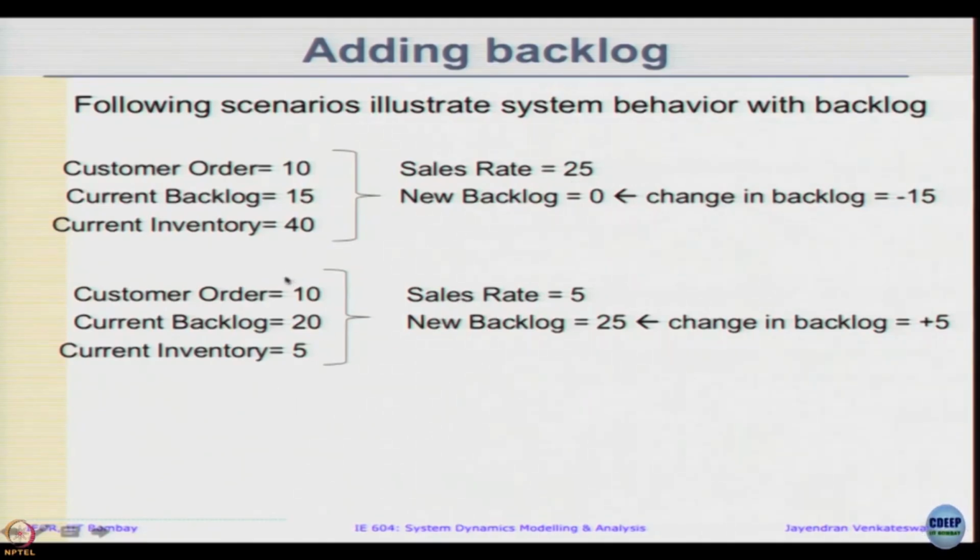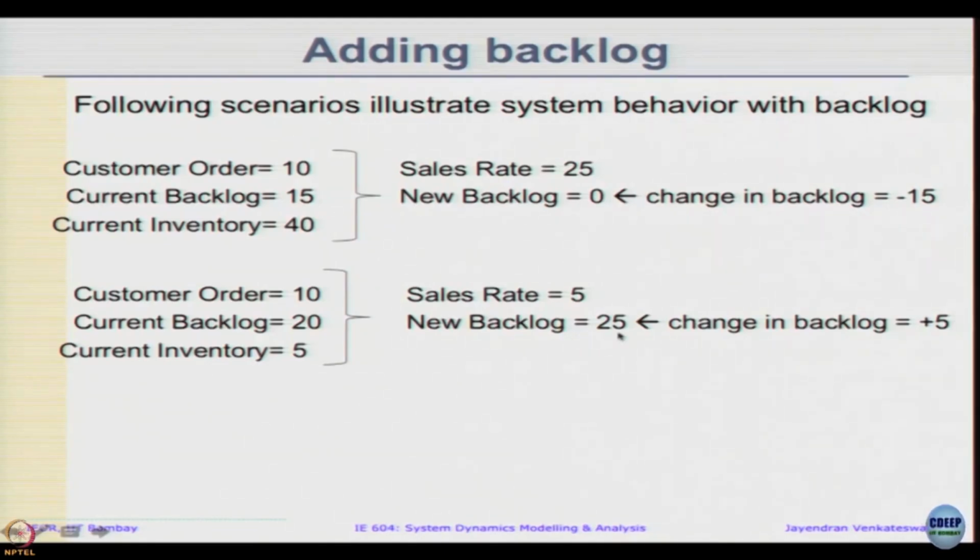The second scenario: customer order is 10 units, current backlog is 20, but current inventory is only 5. So, in that scenario, my sales rate is governed by the inventory of 5 units. Among 20 plus 10, so total to be shipped is 30 units, but unfortunately we are able to ship only 5 units. So, new backlog becomes 25 units. So, difference between the customer order and sales rate is added to the backlog.